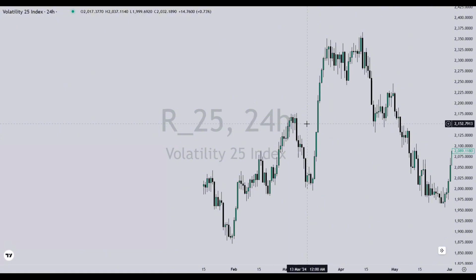Now, the first thing you need to know is the trend of your market. You need to learn market structure. You need to know what market structure is. You need to know the current trend that we have. So this is an uptrend.